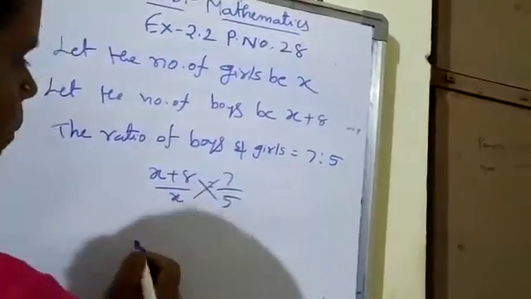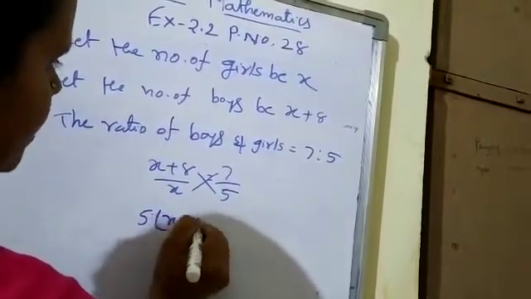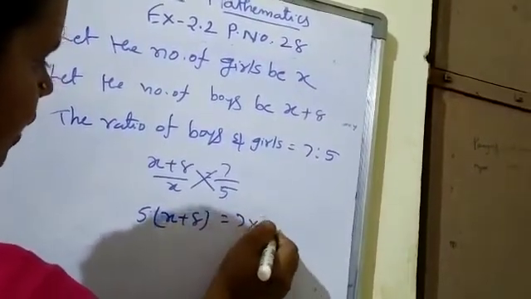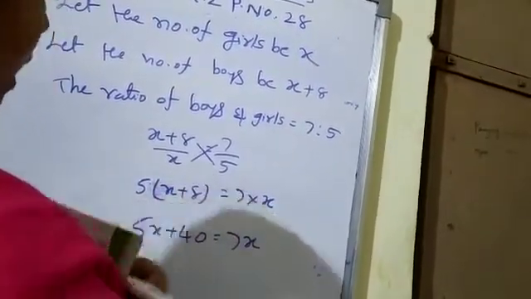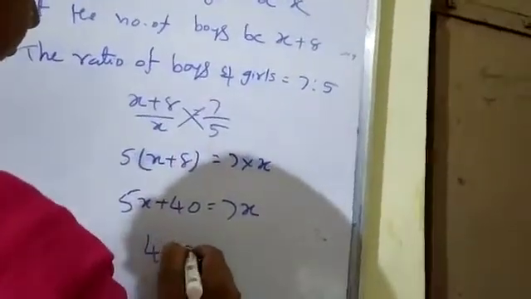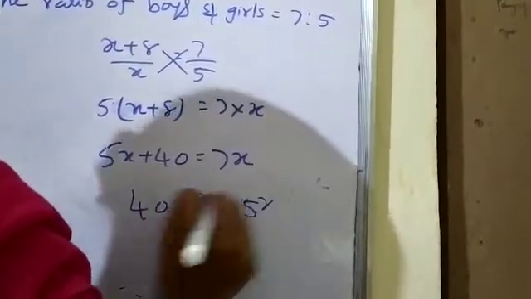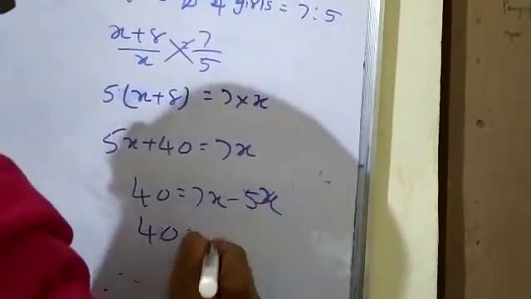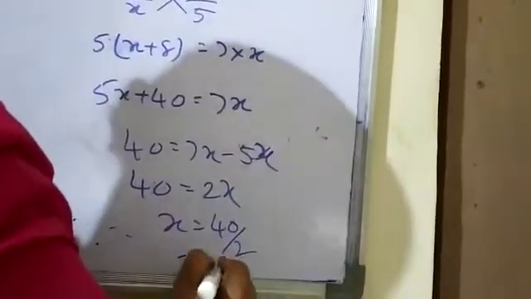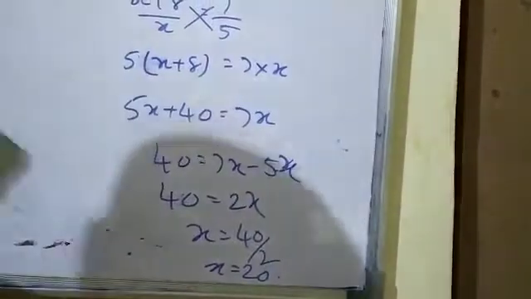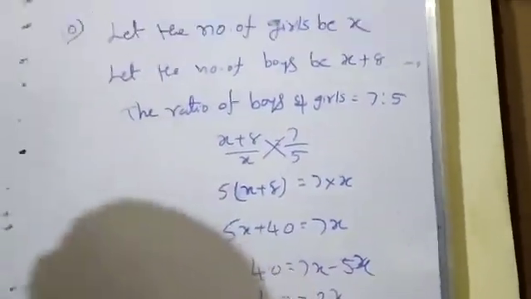Now take cross multiplication. So 5 into x plus 8 is equal to 7 into x. So 5x plus 40 is equal to 7x. Now 40 is equal to 7x, 5x is transposing. Now 40 is equal to 2x. x is equal to 40 by 2. So x is equal to 20. Now see x value 20. The question is asking, what is the total strength?